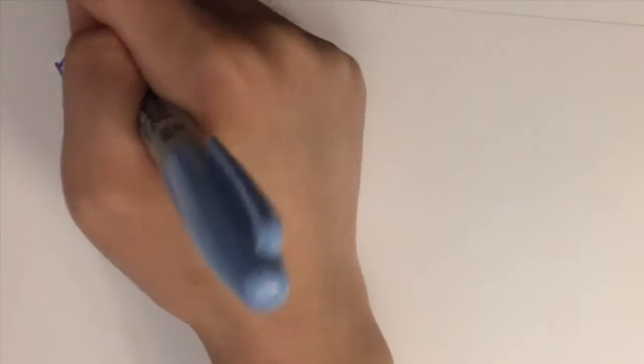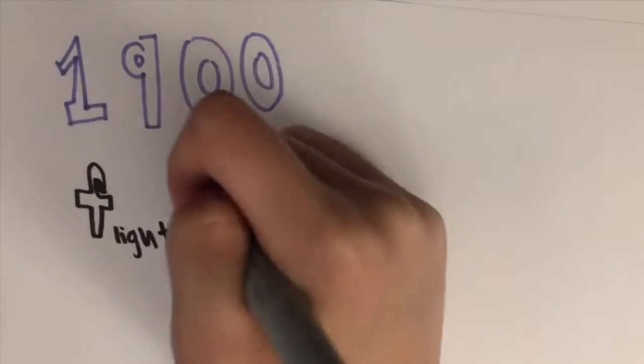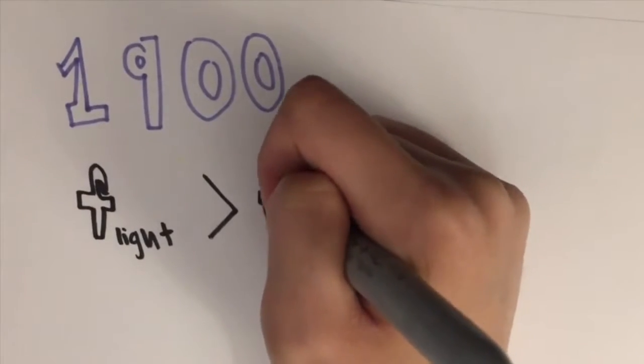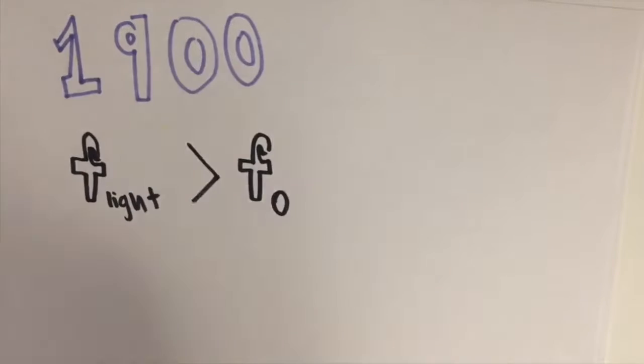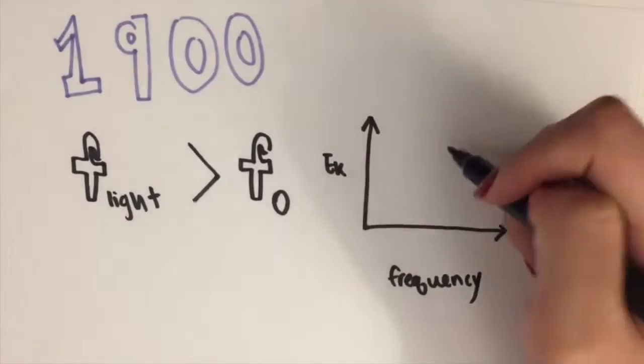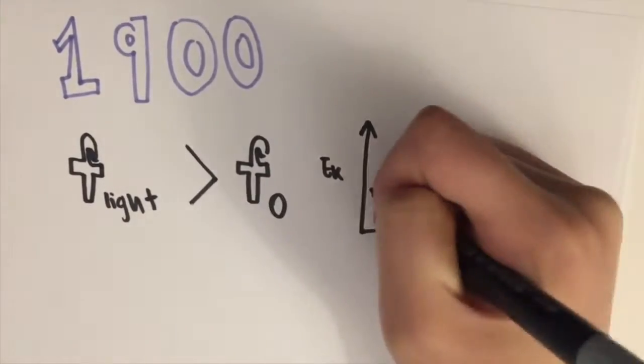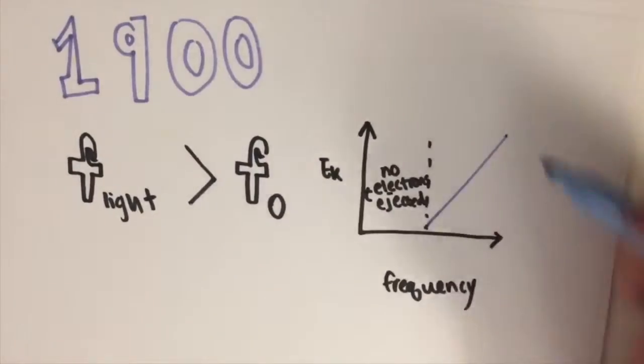Around 1900, experiments conducted studying the photoelectric effect showed that the light's frequency must be greater than the threshold frequency in order for the electrons to be ejected. The threshold frequency, f subscript 0, is the minimum frequency at which electrons are ejected from a material. The experiments also revealed that the kinetic energy of the ejected electrons varies linearly with light frequency. These results could not be explained by the classical wave theory of light, and a new theory of light was required.